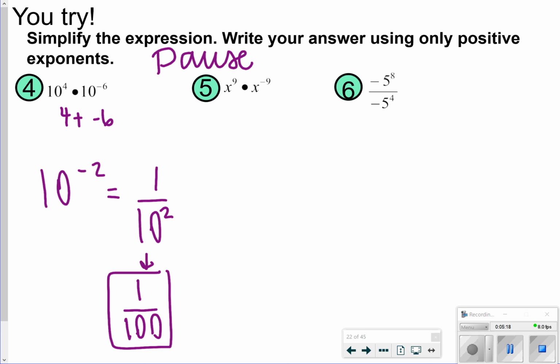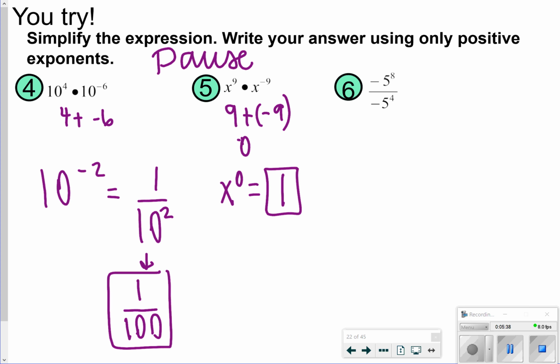For number 5, we are still using product of powers. They have the same base and they're being multiplied, so I can go ahead and add my exponents together. 9 plus negative 9 is going to give me 0. So I have x to the 0 power, which is equal to 1. So my answer to number 5 is 1.